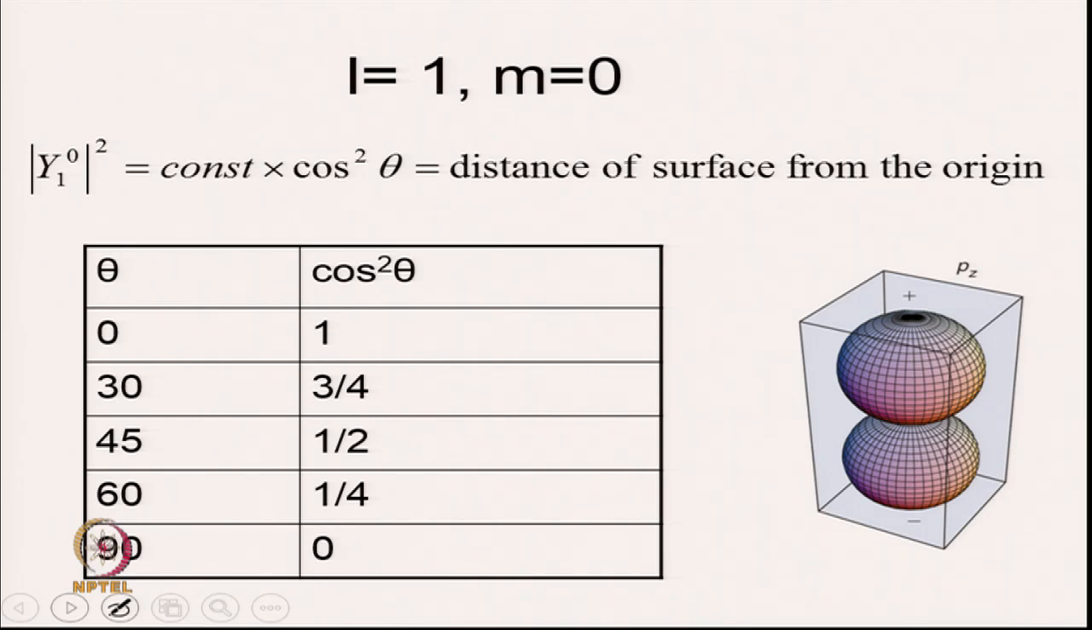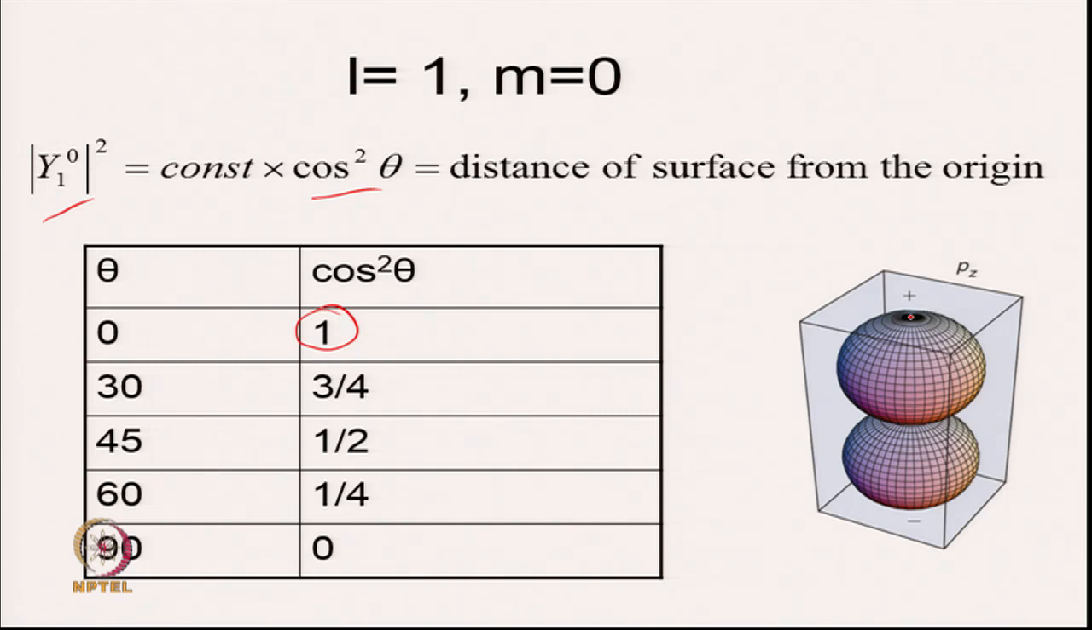If we have L is equal to 1, m is equal to 0, the square of this spherical harmonics will be a function of cos squared theta, and this will give you the distance of the surface from the origin. Now, let us take the value of theta from 0 to 90 degrees. What you will see? At 0, you have the maximum value of cos squared theta. What that means is, when theta is equal to 0, the distance of the surface from the origin will be maximum, and you can see this is theta equal to 0, so you have a maximum value.